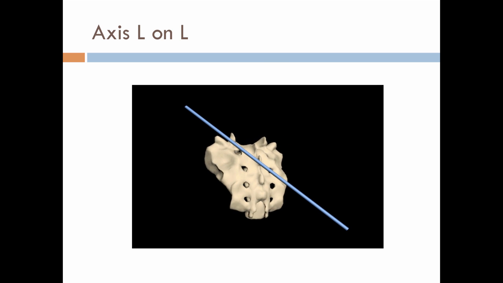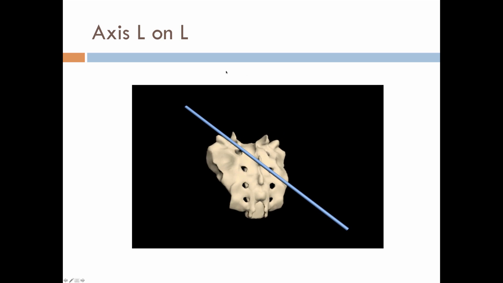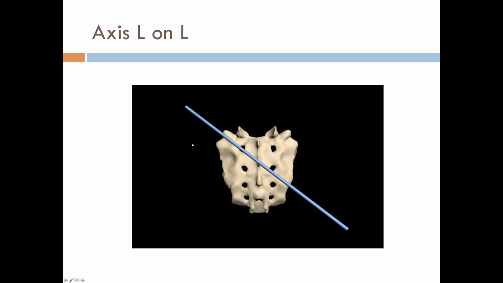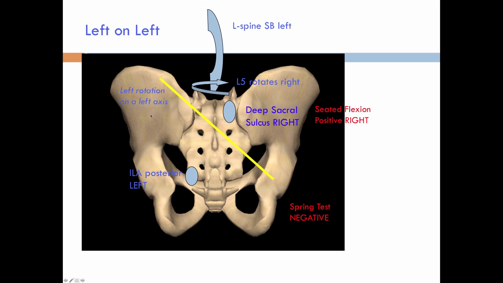Now if we look at a left on left, exactly the same principles, but everything's reversed. So here we have our left oblique axis, and as you can see, the right sacral base is moving anterior so that the sacrum is facing to the left, just like a spinal segment. And if we look at that statically, seated flexion test on the right tells us that we have dysfunction on the right side of the sacrum with the left oblique axis, right?